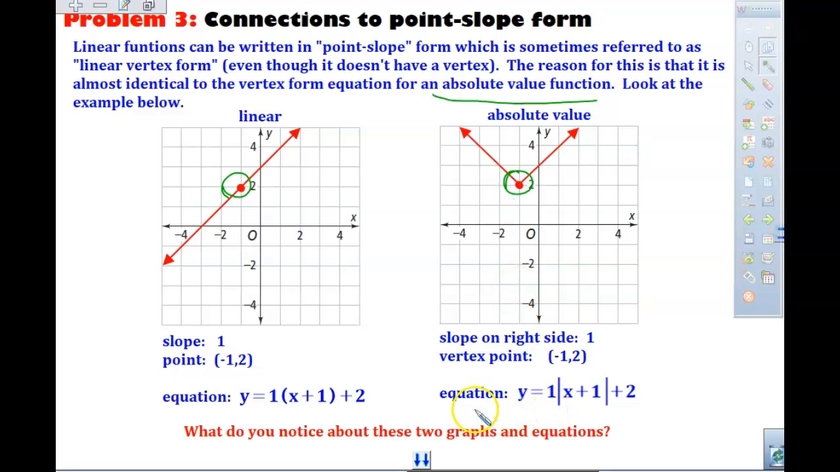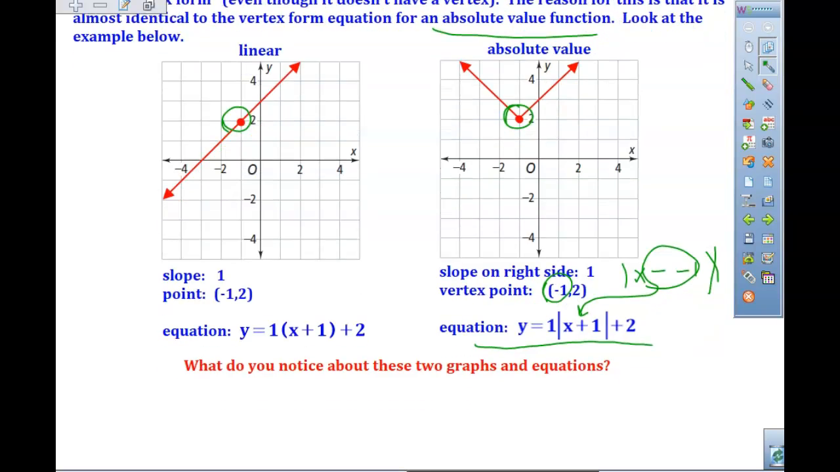What does it look like in absolute value form? 1 out in front. Why? Because the slope is 1 and -1. X minus, it was a -1, so it's +1 because it would have been absolute value of x minus a -1, but we don't like that minus a negative, so we change it to a plus. And then the y point is 2.